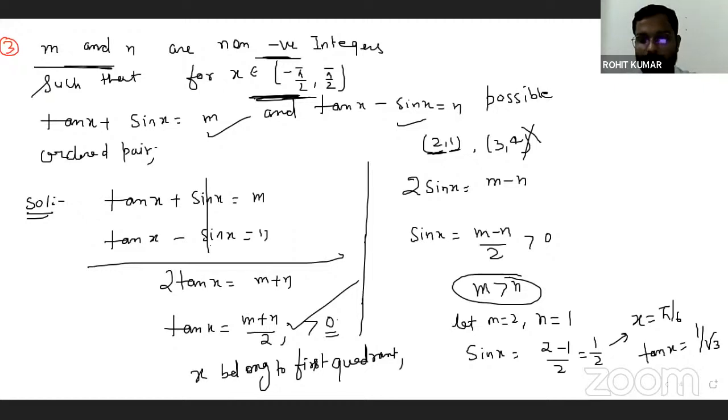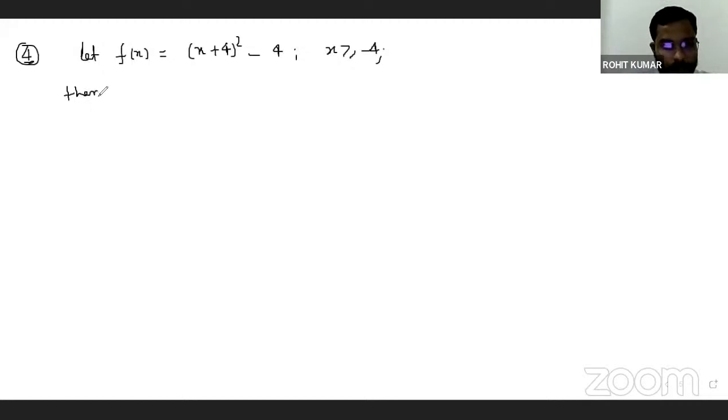Okay, I hope all of you understood this problem. Let's take the next one then. Let f(x) be defined as (x plus 4) whole square minus 4 for all values of x greater than or equal to minus 2. This is how f(x) is defined. Then find such x that f(x) is equal to f inverse x.